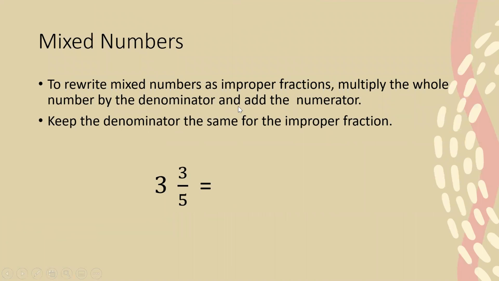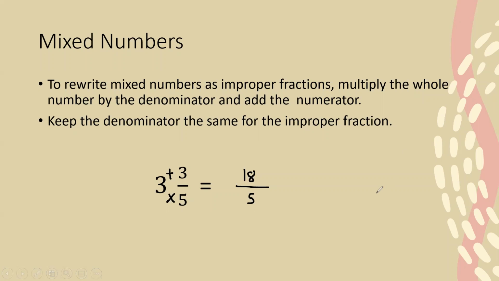So when we have mixed numbers and we want to rewrite them as improper fractions, we multiply the whole number in the front by the denominator and we add the numerator. For our improper fraction, we keep the same denominator. So I would multiply 3 times 5, that would give me 15, plus 3 would give me 18 on the top, on the numerator, and our denominator is going to be the same, so we would just write 5. So this would be our improper fraction.